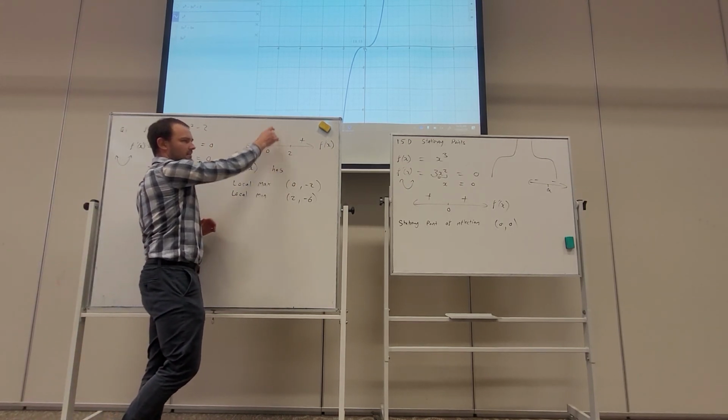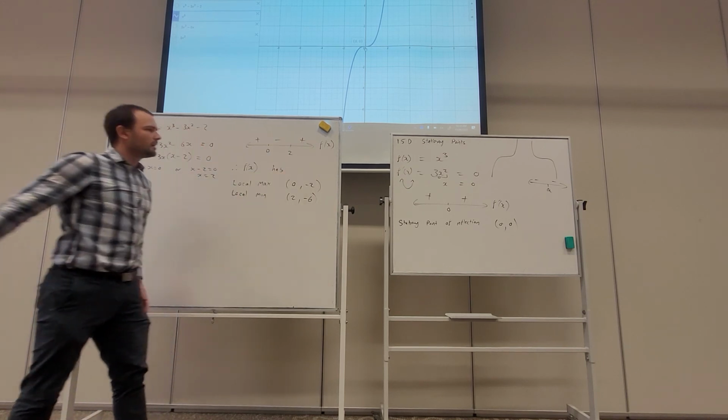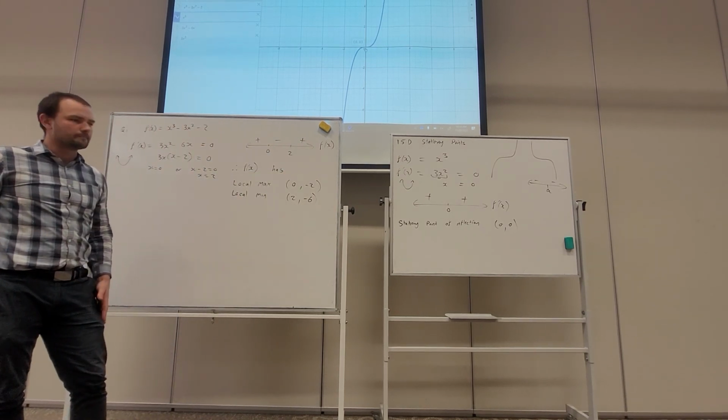So we have a local max, decreasing then increasing, local min, and that's exercise 15D. Let's do it.